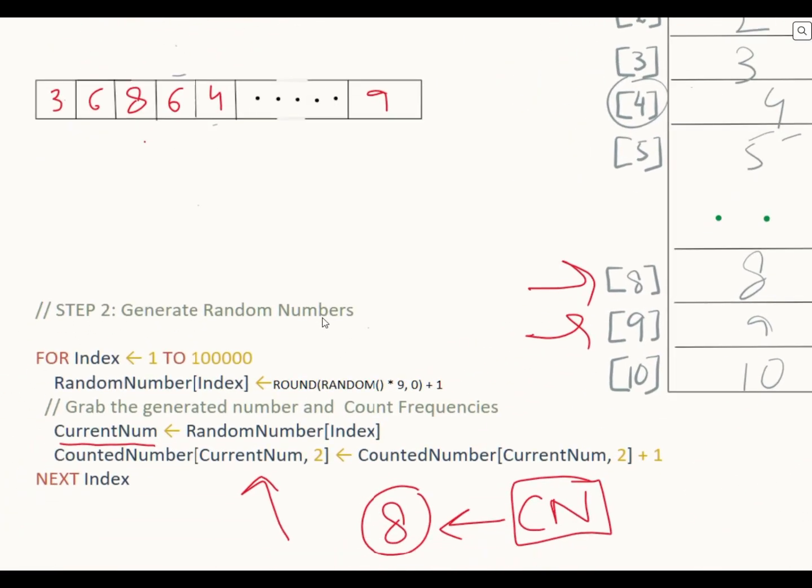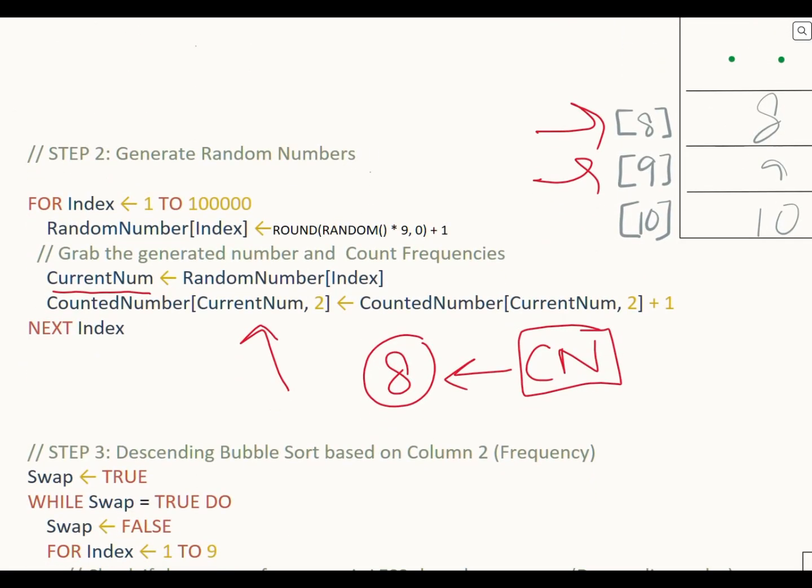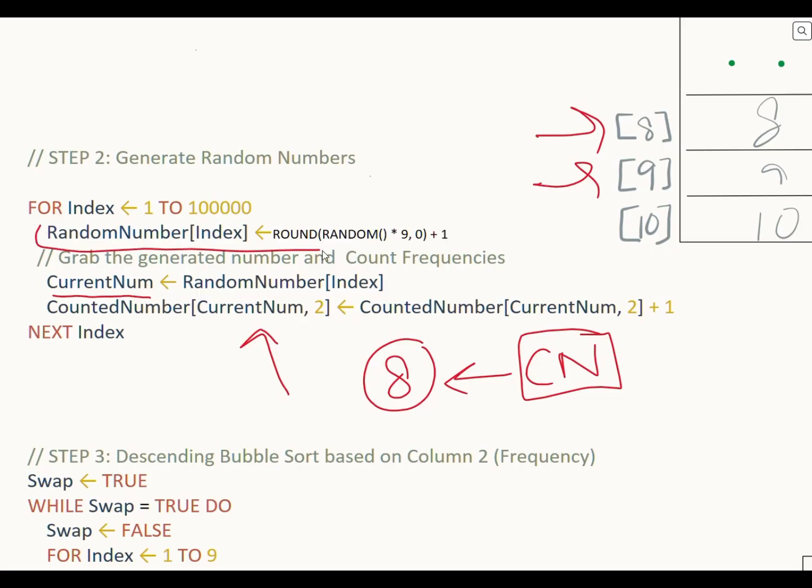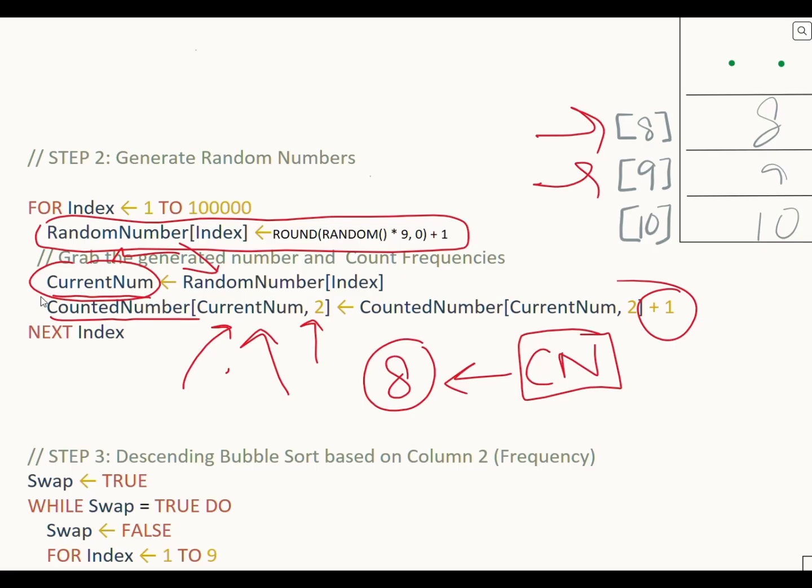So here I've written the pseudocode as well. First, you have to generate the number. Once you generate the number, you have to save it into this variable current number. Then using this variable current number that stores your random number, you have to access your second array, go to that particular index position. In the second column, you have to increment +1. This is the method for incrementing a number. You have to write the same thing, then the assignment statement, then write the same thing again, then +1.